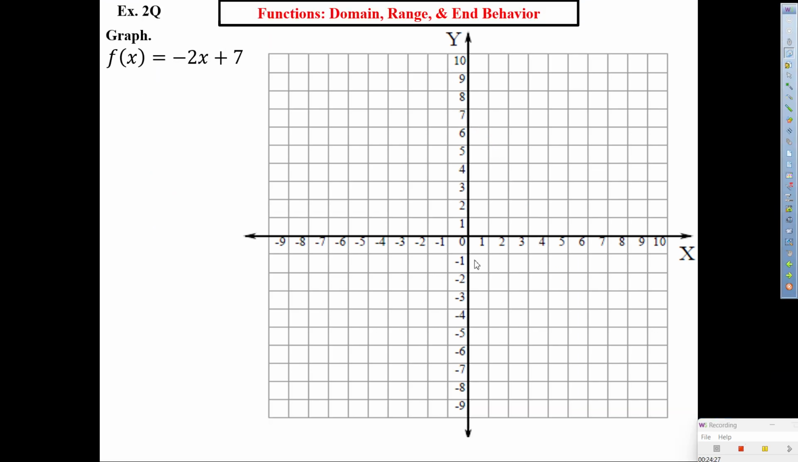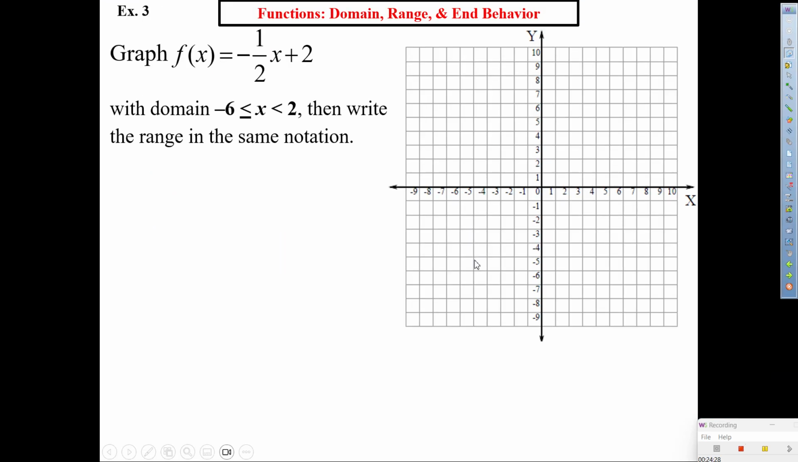Let's go to the next one. Copy this. Example number 3. Write those instructions on the left side or the right side of your graph. Make sure you do have the instructions because this is going to be an example that's similar to the homework for tonight. It reads, graph f of x equals -1/2 x plus 2 with the domain -6 less than or equal to x less than 2. Then write the range in the same notation. Copy all that. I'll give you some time. We're going to go over this one together.